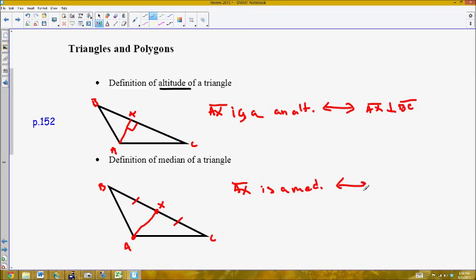if and only if X is the midpoint of BC. Okay, so it lets you conclude that this point X on the opposite side is the midpoint. So if you know it's the midpoint, you know it's a median, and vice versa. It is a biconditional statement.